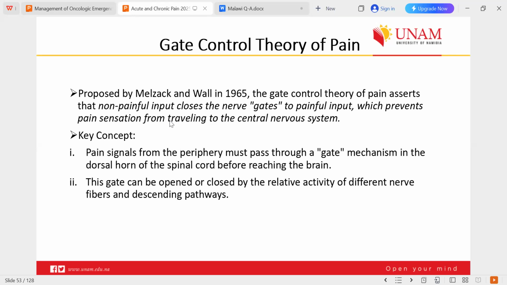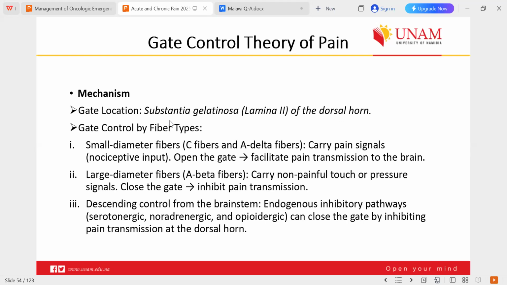So the key concept of the gate control theory of pain is that pain signals from the periphery, from your nociceptors, from your primary or first order neuron, must pass through a gate mechanism in the dorsal horn of the spinal cord before they reach the brain. And don't forget that it is in the brain that you have perception of pain. So it proposes that this gate can be opened or closed by the relative activity of different nerve fibers and descending pathways. Okay.